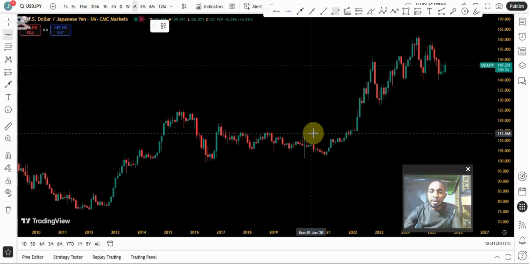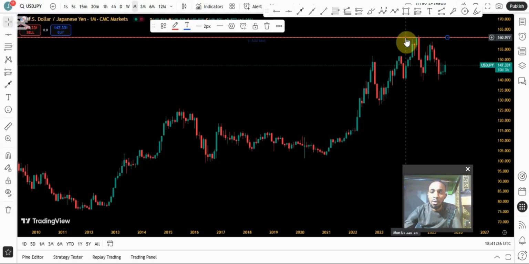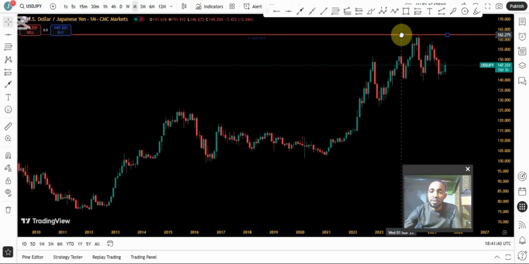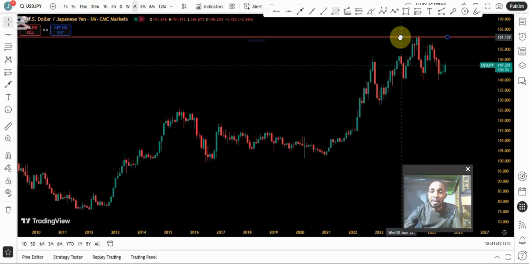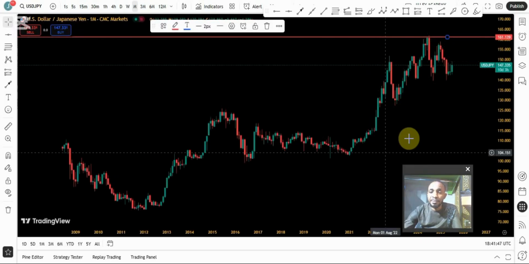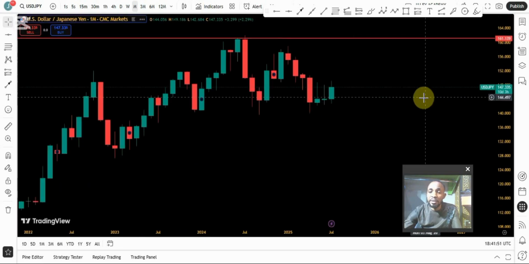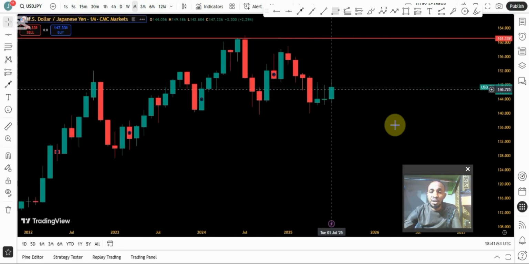So now I just pull out my horizontal line and mark the level. We take note of levels on the support and resistance strategy. I take note of the level. This is the highest high the market has made on the monthly time frame. On the monthly time frame, I can easily tell that the market is currently bullish.